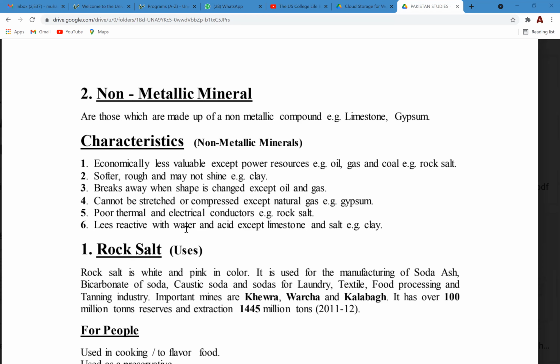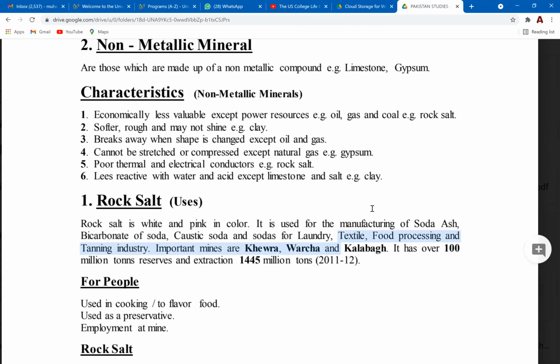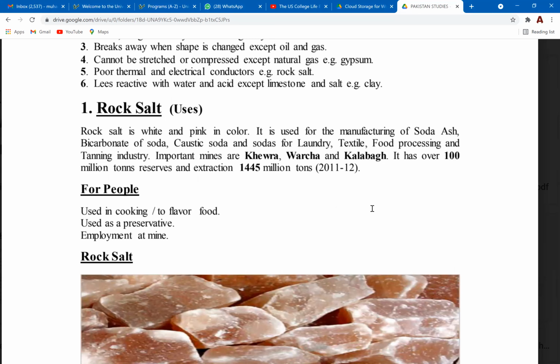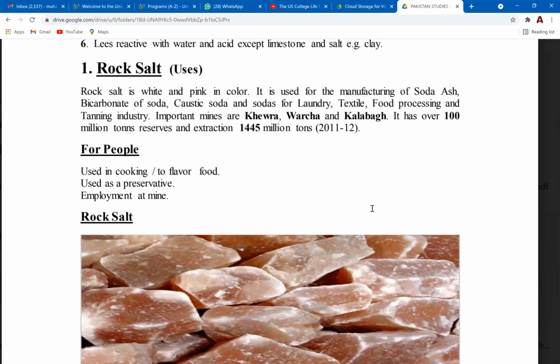Okay, poor thermal and electrical conductors. They're less reactive with acid and water. Limestone is just an exception because limestone is reactive. Limestone is calcium carbonate, CaCO3, yeah.